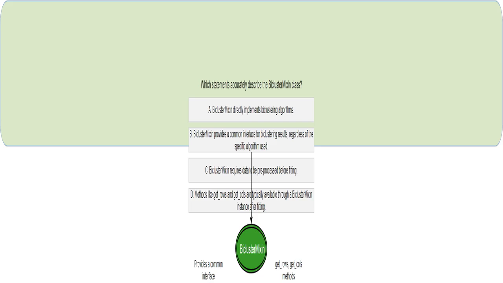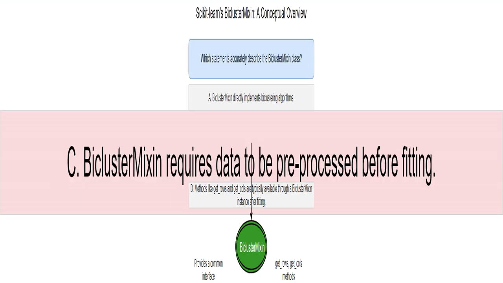This question asks us to identify the correct statements about the BiclusterMixin class, a crucial part of scikit-learn's biclustering tools. It tests our understanding of its role in handling the results from different biclustering algorithms. I'll guide you through each option. I want to be clear here.